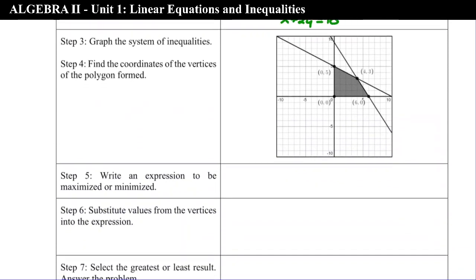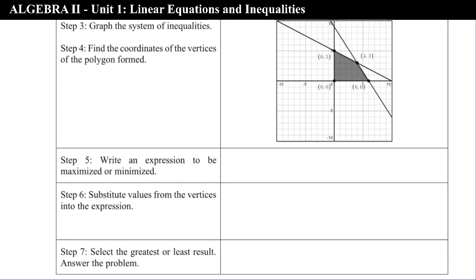Okay, so I'm going to come back down here, and I'm going to write down our objective equation, which would be f of x, y, equals 5x plus 4y. That's a $5 profit per soccer ball plus a $4 profit for volleyball. And now we're just going to plug in our corner points. So we've got f of 0, 0. We've got f of 0, 5. We have f of 4, 3. And we have f of 6, 0.